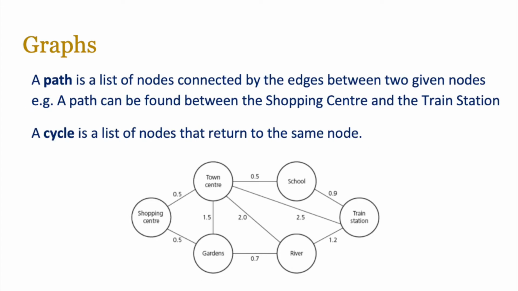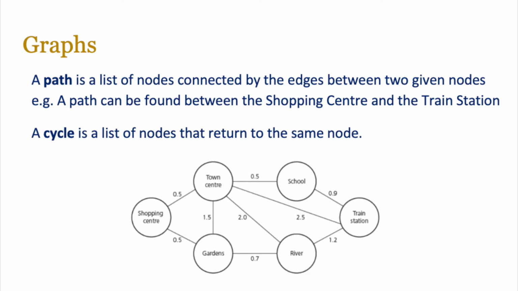There's some additional technical terms that are associated with the graph, and these are called paths and cycles. A path is a list of nodes connected by the edges between two given nodes. So a path between the town center and the train station could be direct, or it could be via the school. So you've got town center, school, train station, or it could be via the river, town center, river, train station. So that's a path.